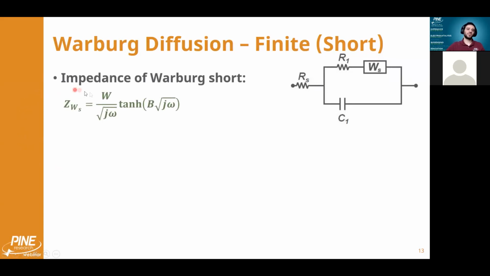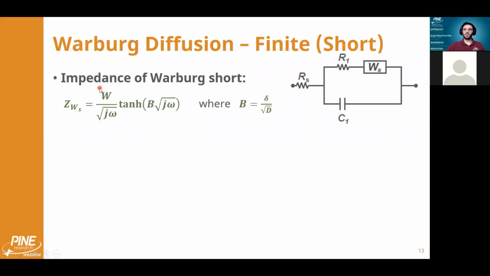Mathematically, the impedance of a Warburg short takes this form. If you ignore this term here, you see that this is the same as the infinite Warburg. We have W over the square root of j omega, or j omega to the 0.5, same form, but now we have this additional term, which is the hyperbolic tangent of another constant B times that same square root of j omega. And this B constant is equivalent to delta over the square root of D.